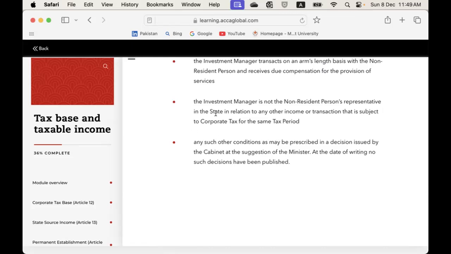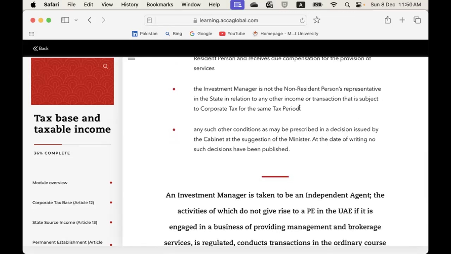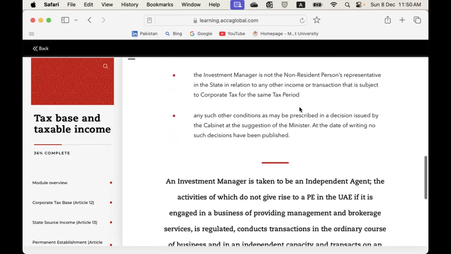in relation to any other income or transaction that is subject to corporate tax for the same tax period. So that investment manager should only be restricted to doing investment management for that non-resident person. If he enters into something else, maybe a partnership or conducting any other business, sale of goods or whatever, then this independence will go away and this exemption will not be available.